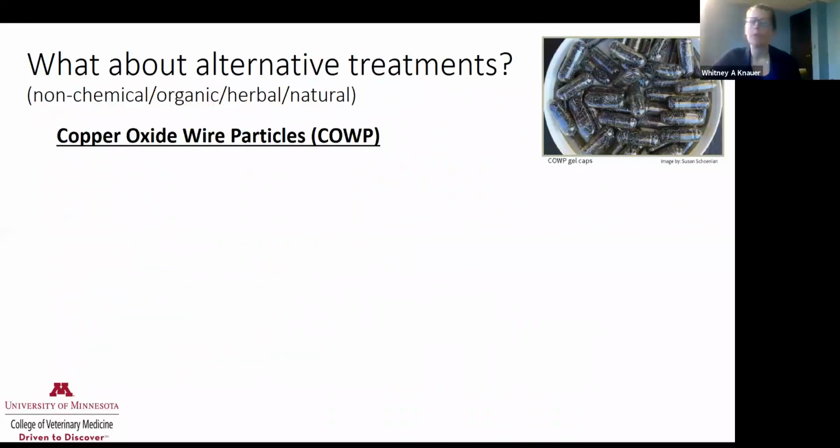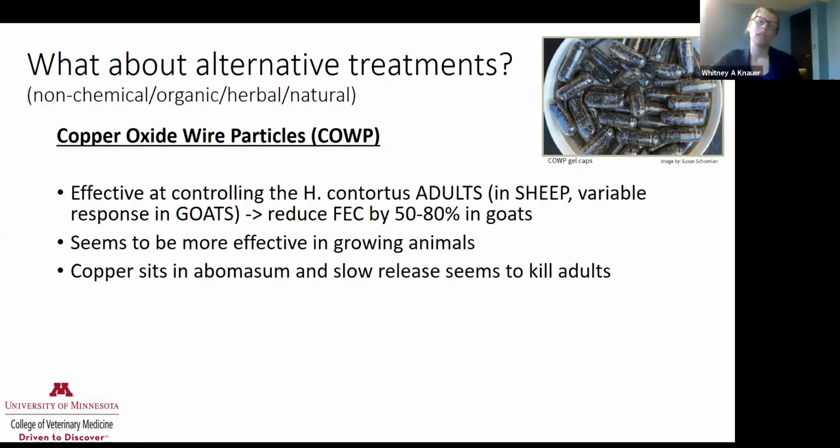All right, so I know that some of you are potentially organic producers, or perhaps you don't want to use a lot of dewormers. So what about alternatives? There are a couple that I'm going to talk about. One is these copper oxide wire particles. This is a treatment where we put basically some copper in a little bolus, and then we give it to the sheep or the goat. And it reduces fecal count.